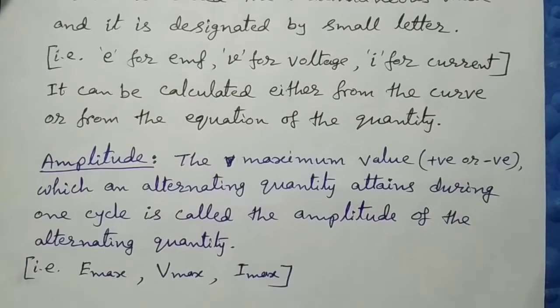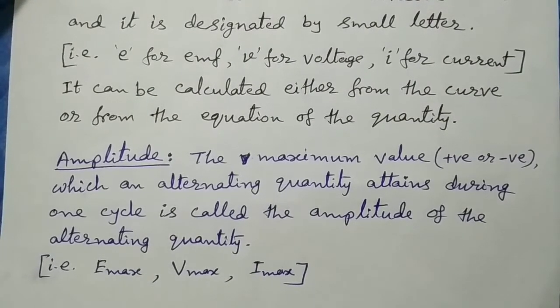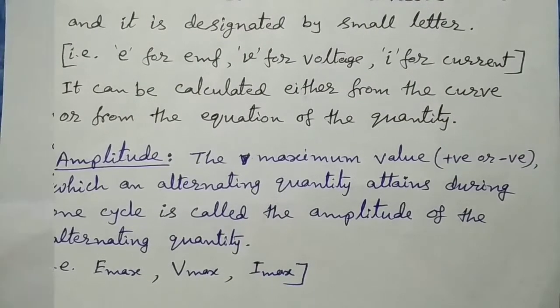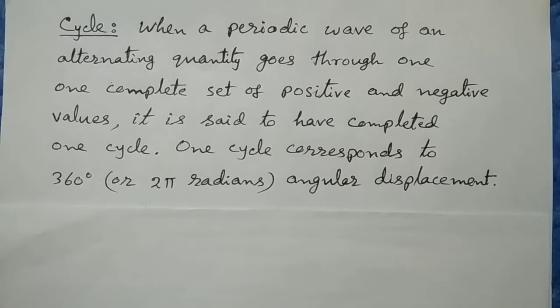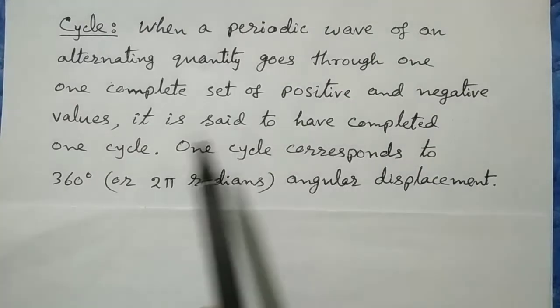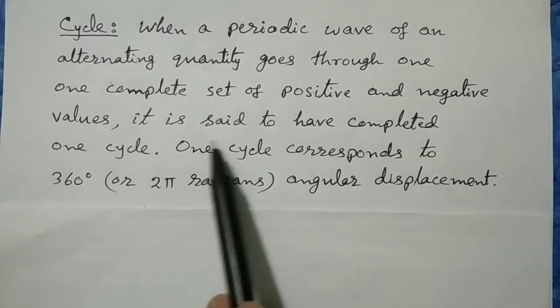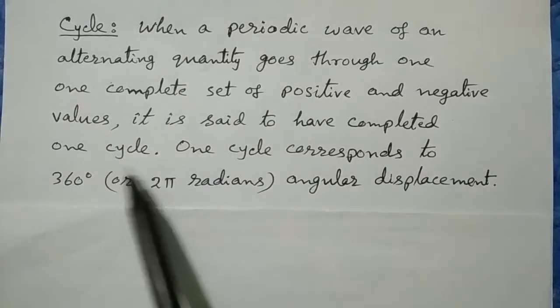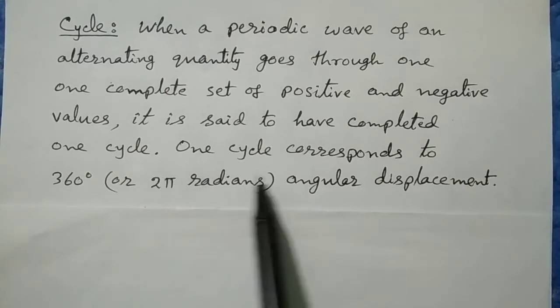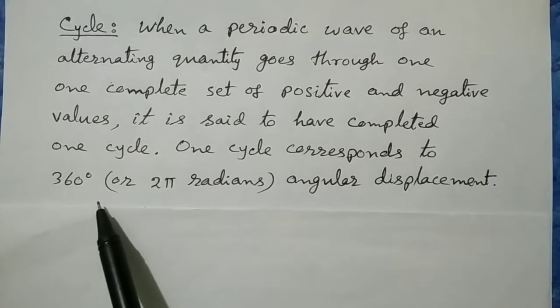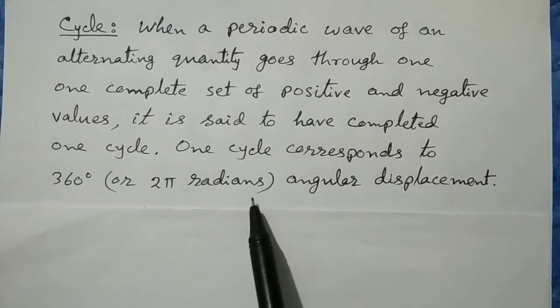So this is the definition of the amplitude. The next term is cycle. When a periodic wave of an alternating quantity goes through one complete cycle, one complete set of positive and negative values, it is said to have completed one cycle. One cycle corresponds to 360 degree or 2 pi radians angular displacement.